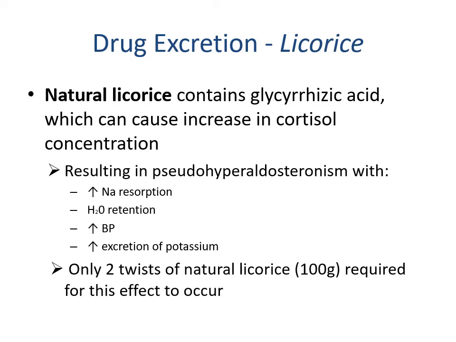We can take a look at, for example, licorice. Natural licorice contains glycyrrhizic acid, which can cause an increase in cortisol concentration. This results in pseudo-hyperaldosteronism with an increase in sodium resorption, water retention, increased blood pressure, and increased excretion of potassium. And this only requires about 2 twists of natural licorice, or about 100 grams, for this effect to occur.